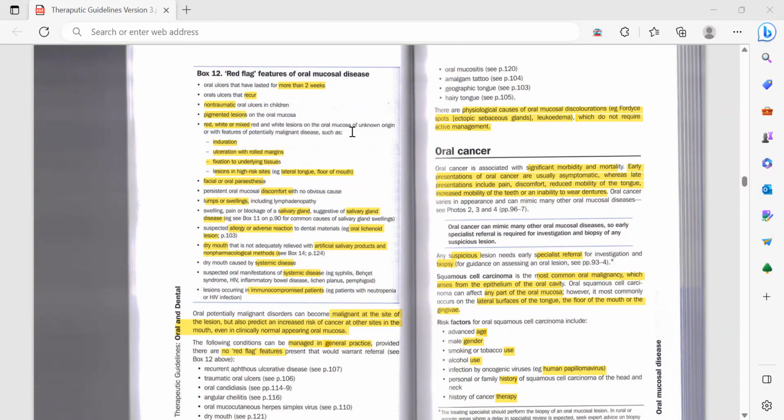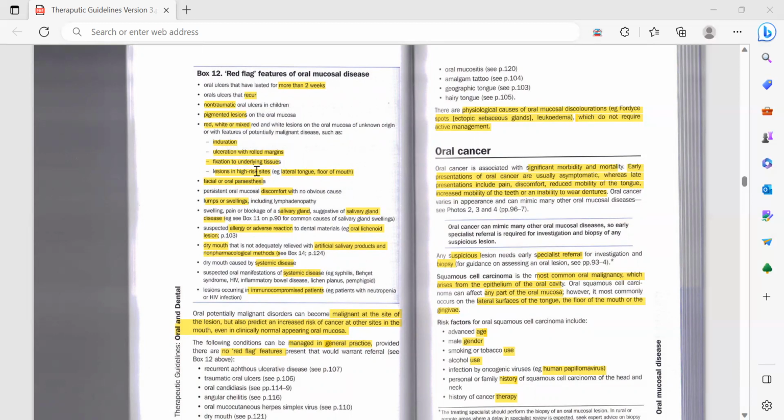And if they are showing potentially malignant features, which are the malignant features? Induration, the borders are indurated, ulcerated with rolled margin, fixation to the underlying tissue. Like the cancer or the malignancy is mainly fixed to, they have a fixation, they are not moving the tissues.